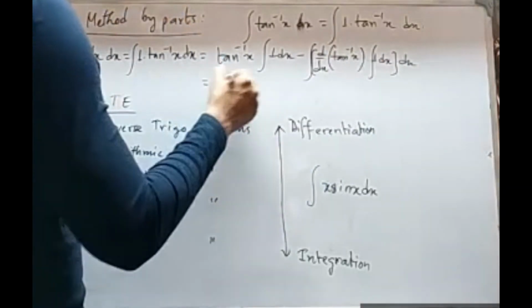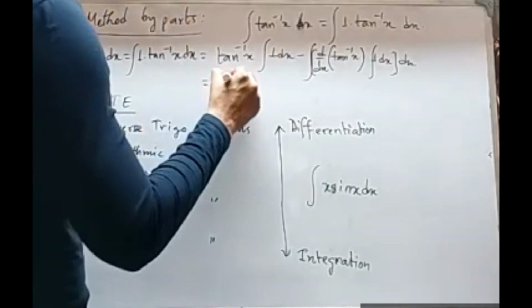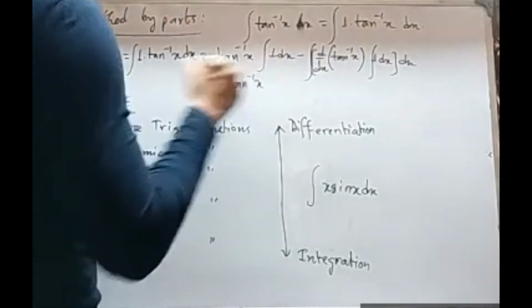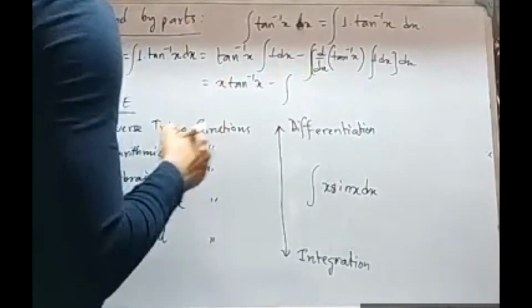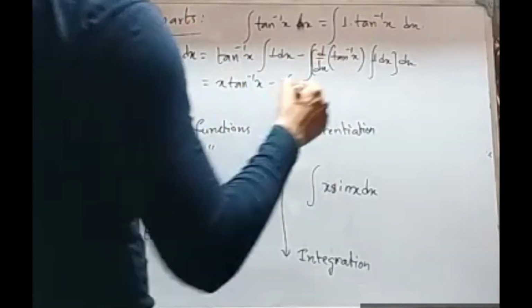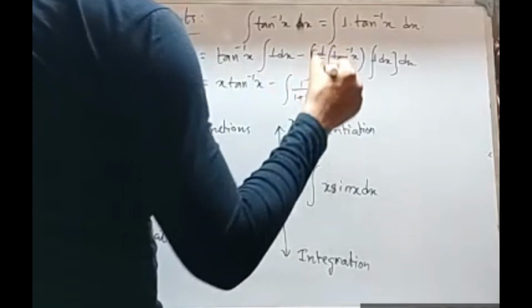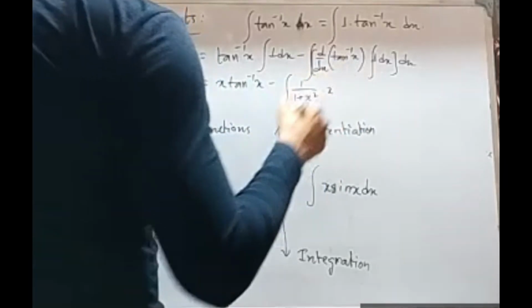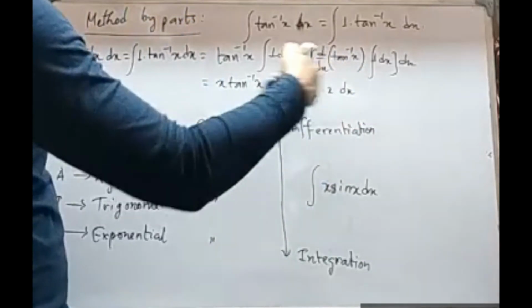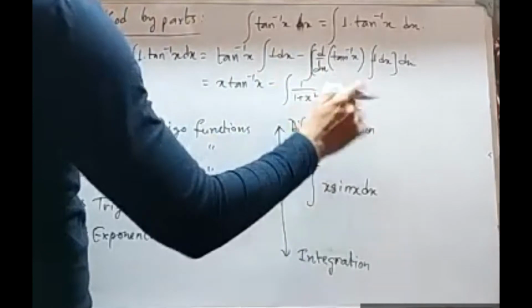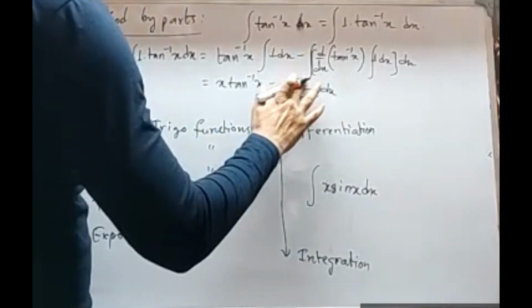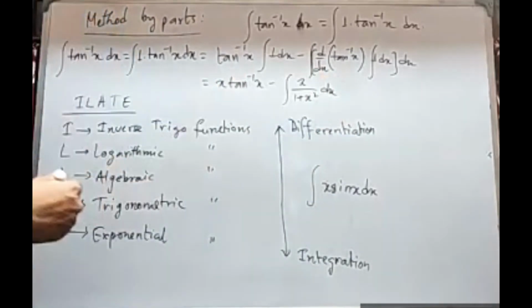So it is simply integration of 1, so it is x tan inverse x minus integration of the derivative of tan inverse x, which we know is 1 by 1 plus x square, and the integration of 1 is x. Now see, this integral we can do easily. Let me write it properly. So it is x by 1 plus x square.